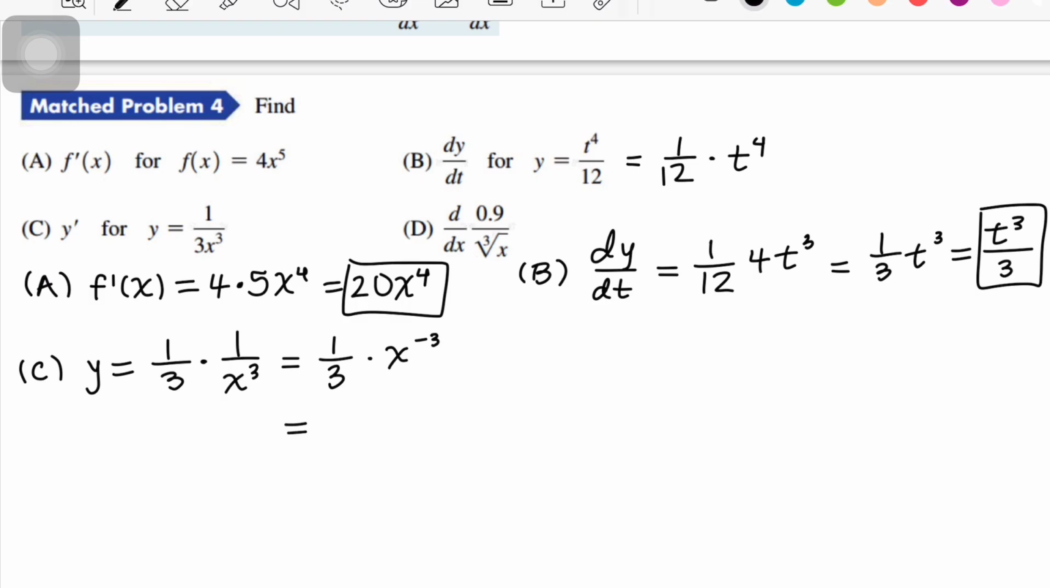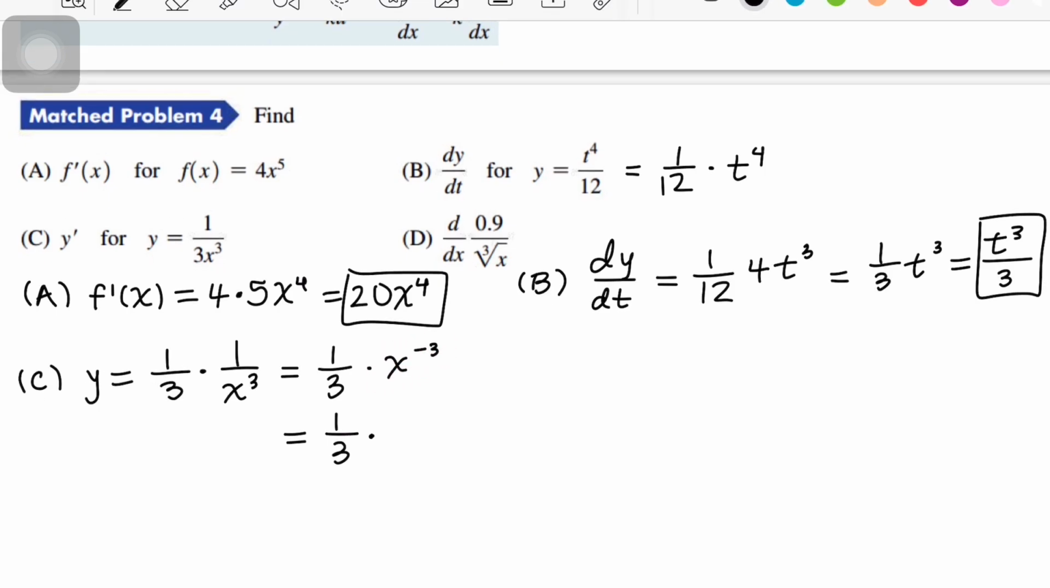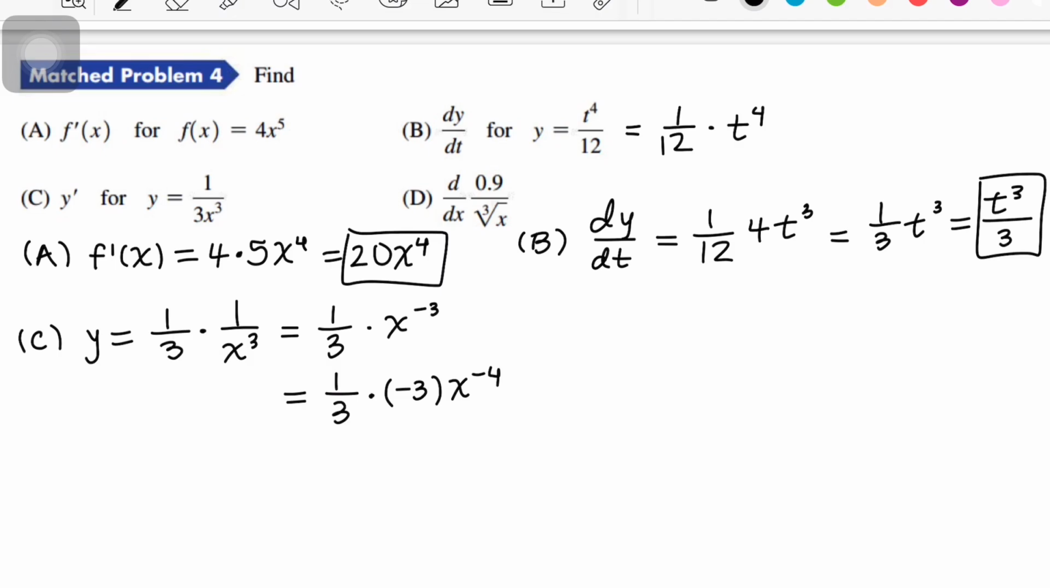And I'm doing this just so we can use the power rule, or see how it would be used in this sense. So again, by our constant multiple property up there, we still have this 1/3 out front, and we want to find the derivative of this here. So using our power rule, the -3 will come down in front, and then we have x to the power of -3 minus 1, and that is -4.